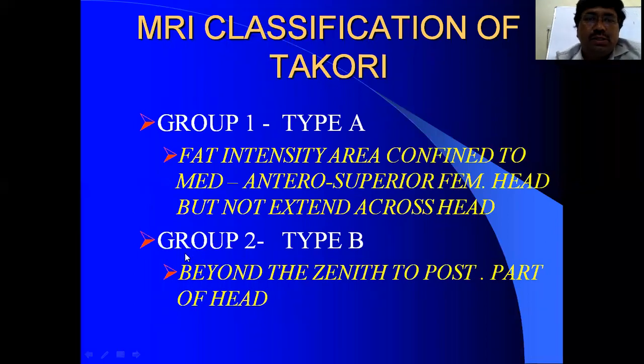So next is MRI classification. MRI is very useful nowadays to detect the early changes of AVN. So even in stage 1, we can find the MRI changes in the bone density, everything, with the help of an MRI scan.